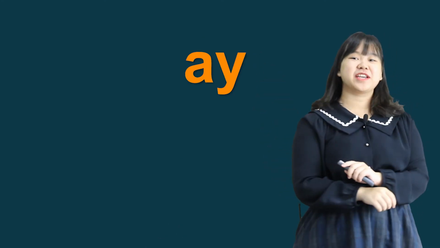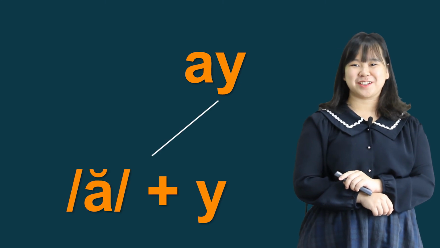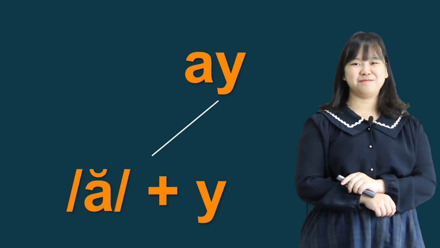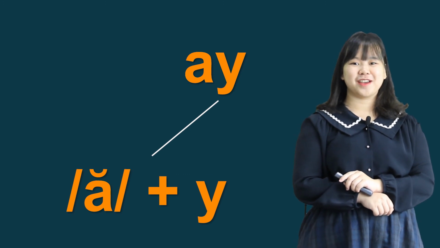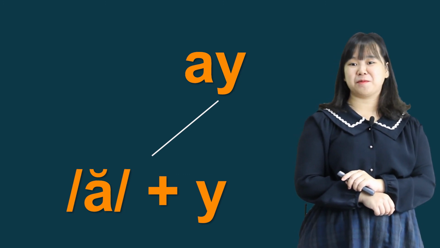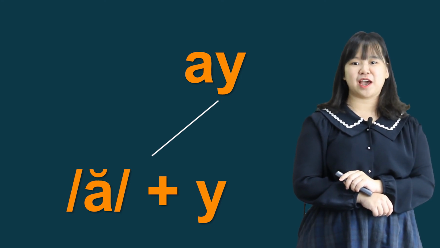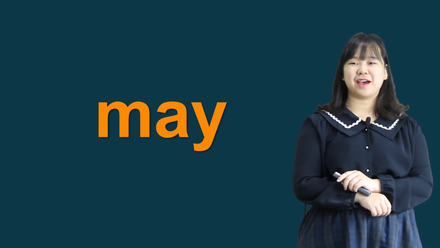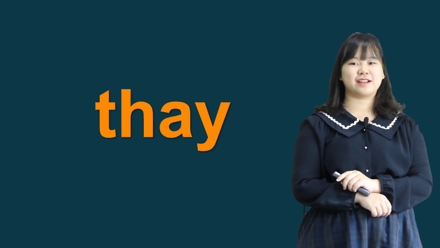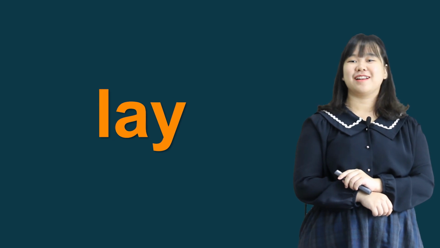As you can see here, it is written as ay, but in fact, it is a ngắn. So you have to distinguish ay with ai, which is made up of 2 letters: the long main sound a and the final sound i. For example, tay, cây, mây, thầy, chay, vay, lay.